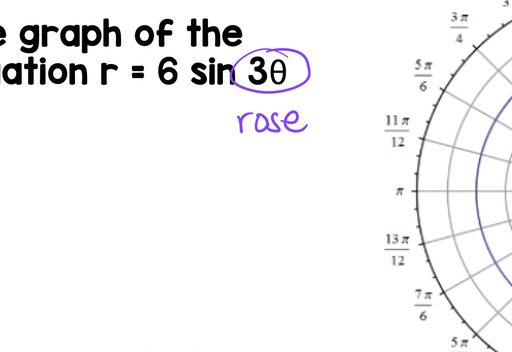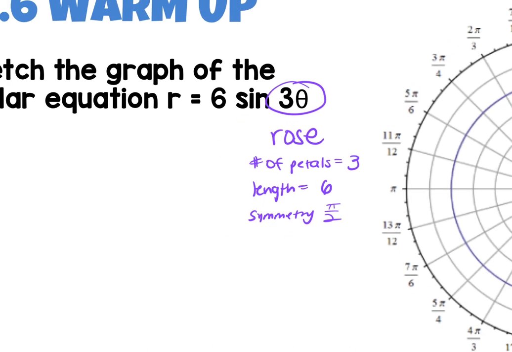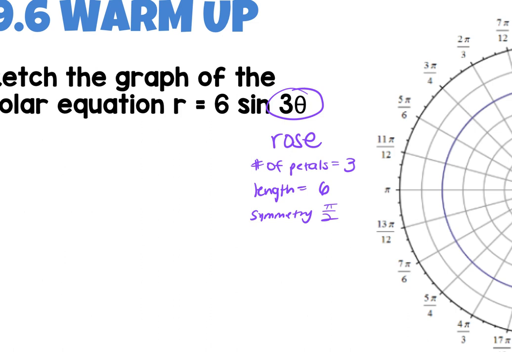How many petals does it have? 3. Yep. Okay, what's the length of each petal? 6. What kind of symmetry does it have? Pi over 2, because it's sine. Are we good so far? Didn't you answer those questions? Not entirely. I was pretty sure you gave me the answer to a couple of those, and then you said you're not good.